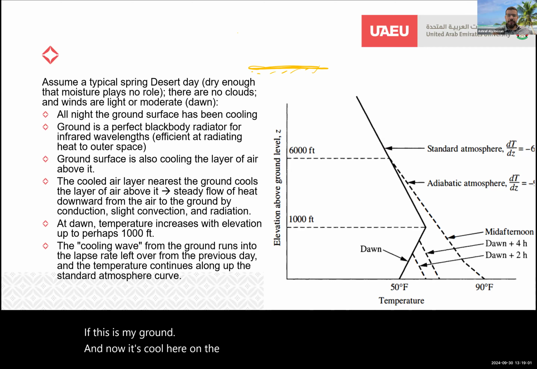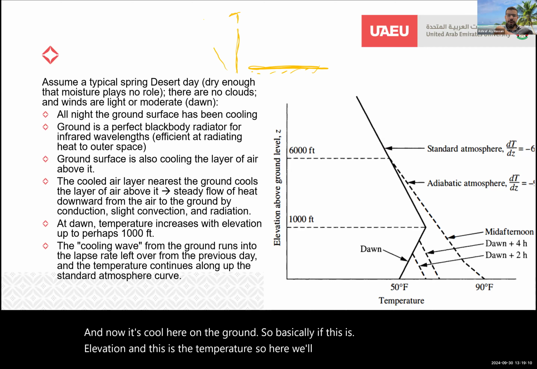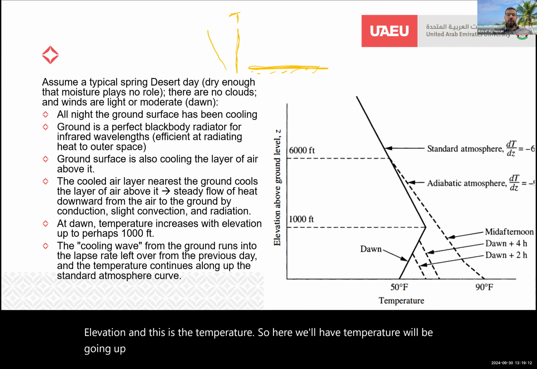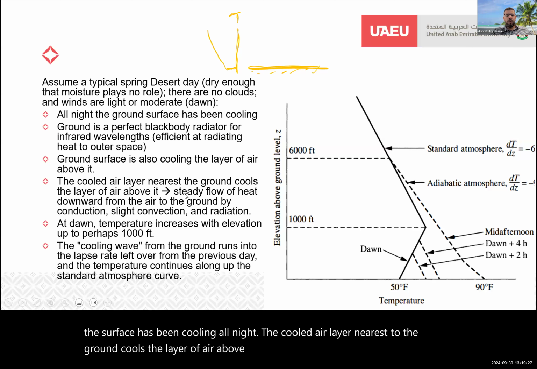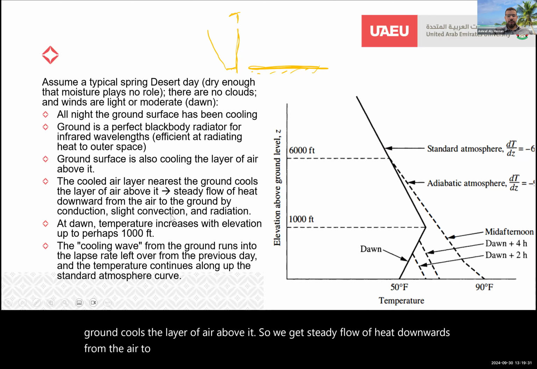So basically, if this is elevation and this is the temperature, here the temperature will be going up like this. The cooler part will be the one next to the surface, because the surface has been cooling all night. The cooled air layer nearest to the ground cools the layer of air above it, so we get a steady flow of heat downwards from the air to the ground by conduction and slight convection.